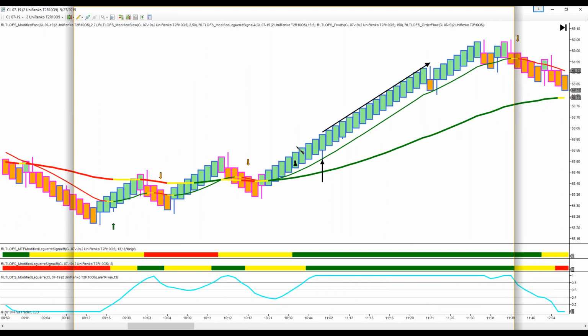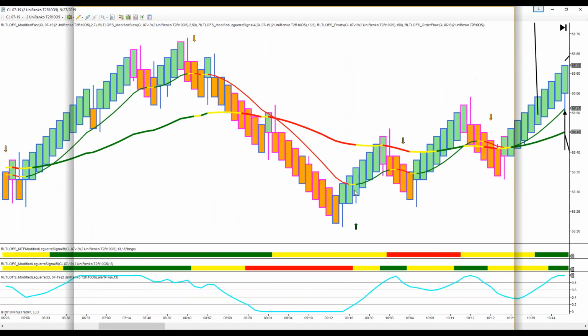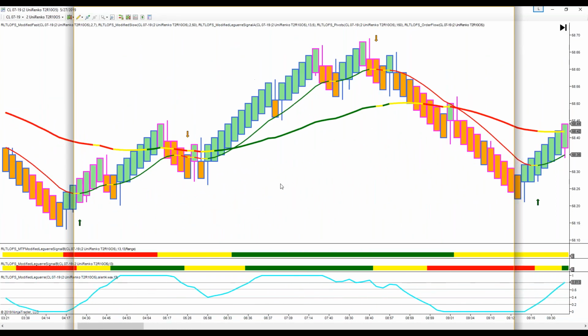Now we only go long when we're above the 50 and the 15's above the 50. We only go short when we're below the 50 and the 15's below the 50. And I can tell you, you get very, very few losing signals. Very rarely are you going to get a loser. Right here, it's another continuation trade to the upside.